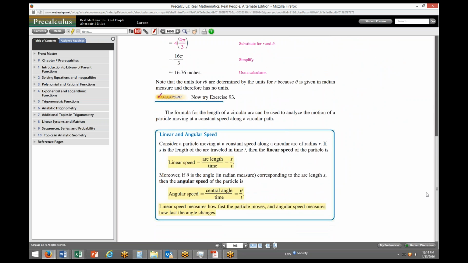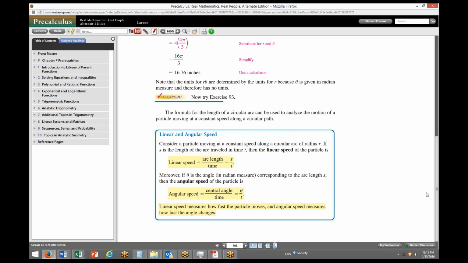So now that we have the concept of arc length, we can move on to linear and angular speed. And good news, using the small letter s to stand for arc length is going to be very consistent. When we use the small letter s, it will be for arc length, and when we speak of arc length, we will use the small letter s.